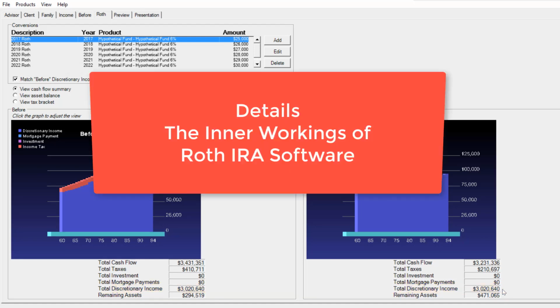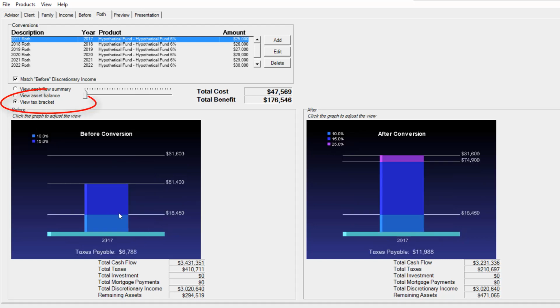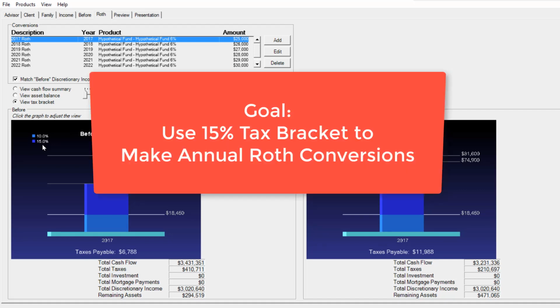Okay, what are we doing? We're now viewing the cash flow summary. We can also view the tax bracket. Let's look at the before and after. As you can see, their tax bracket here, they're going to pay $6,700 in taxes, and they're in the 15% tax bracket. And so what does that mean? The 15% bracket isn't used up.